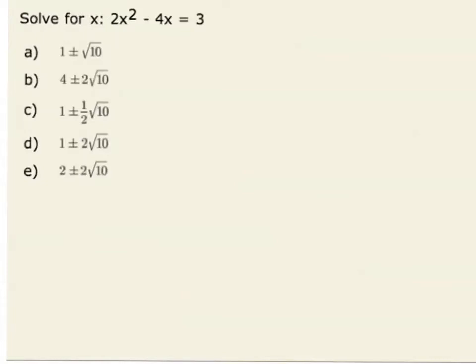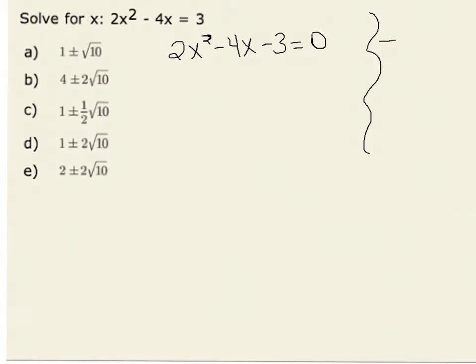In this problem, I'm asked to solve the quadratic equation 2x squared minus 4x is equal to 3. One way to solve a quadratic equation is to set it equal to 0. Therefore, I'm going to subtract 3 from both sides, giving me 2x squared minus 4x minus 3 is equal to 0. Now that it's set equal to 0, I could try to factor it.